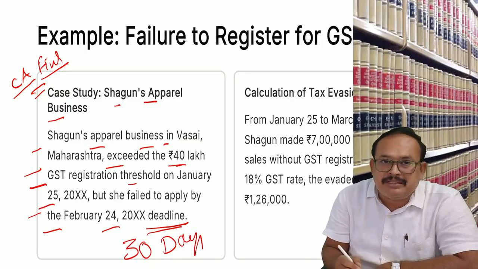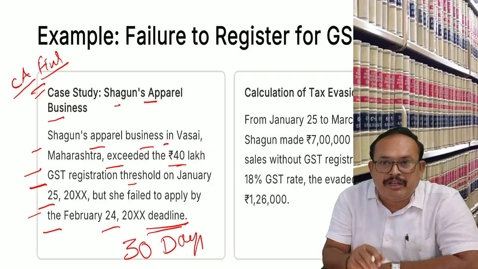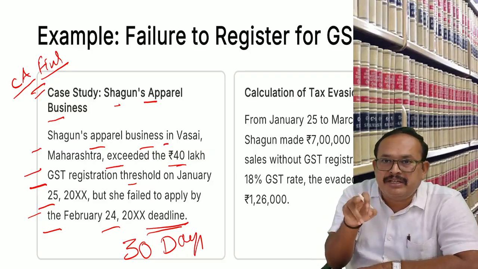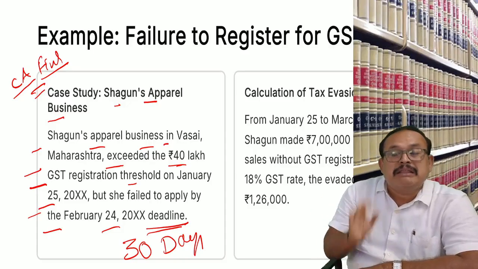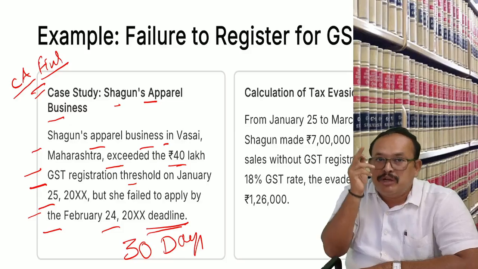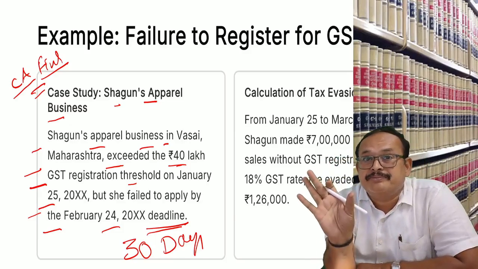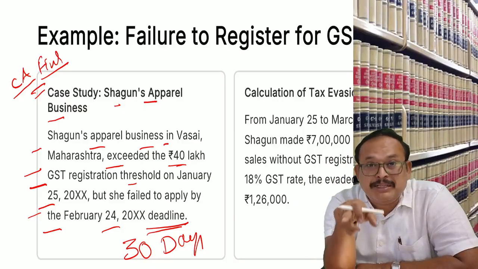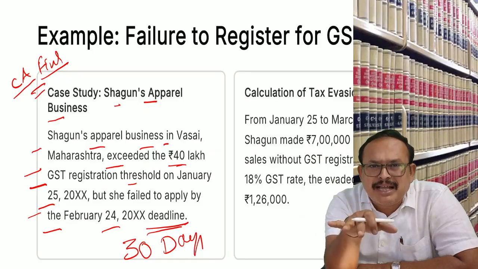25th of January crossed the limit. That means how many days are left of January? 31 minus 25, 6 days. 6 days in January, February 24 days. By 24th February, 30 days are over. You are required to apply for registration, but did not apply. Offense, penalty. And I have to pay the tax also. What is the penalty? What is the tax during that period?